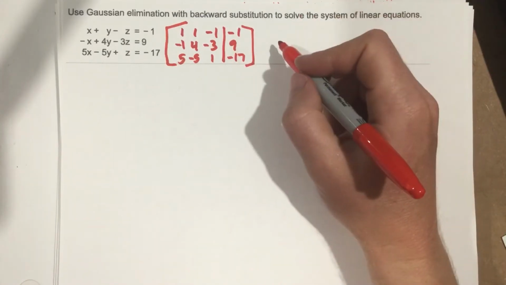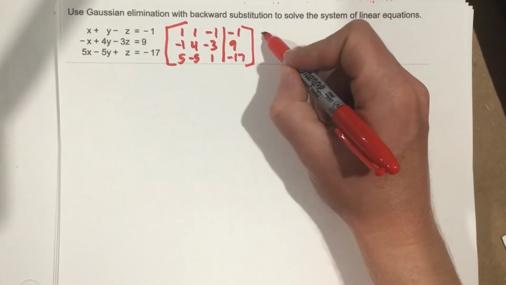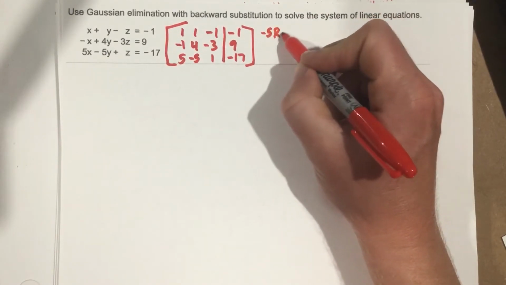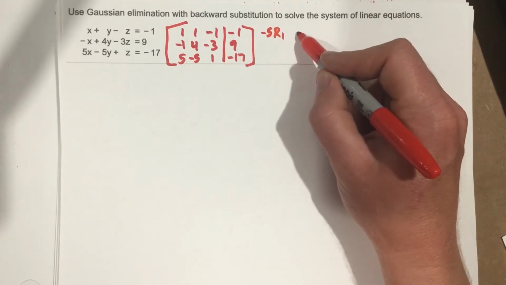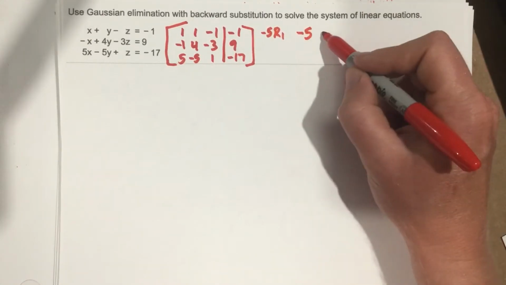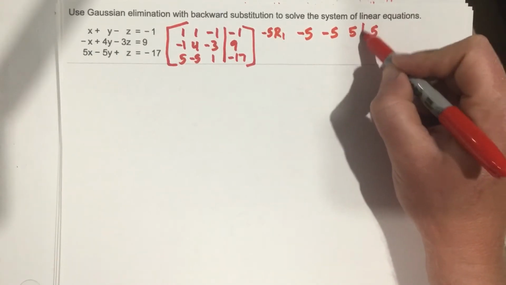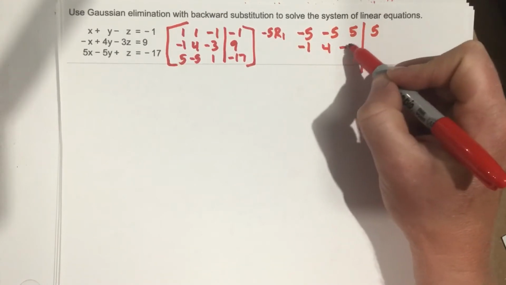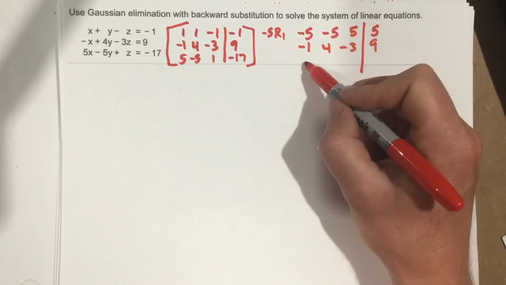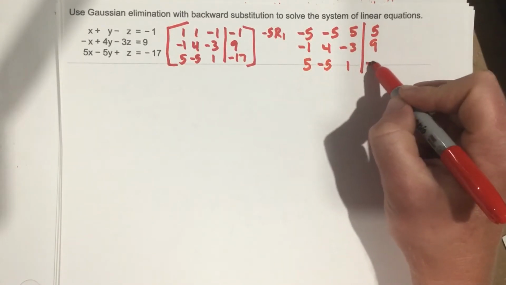So I'm going to multiply the top row by negative 5, so negative 5 R1, and that's going to give me negative 5, negative 5, 5, 5, leaving you with negative 1, 4, negative 3, and 9, 5, negative 5, 1, negative 17.